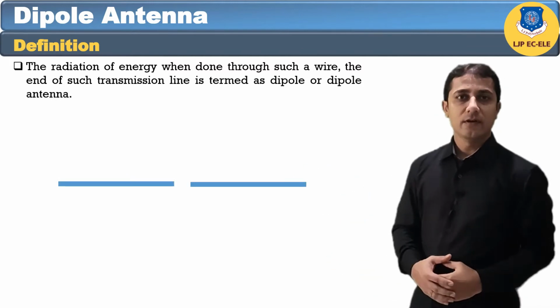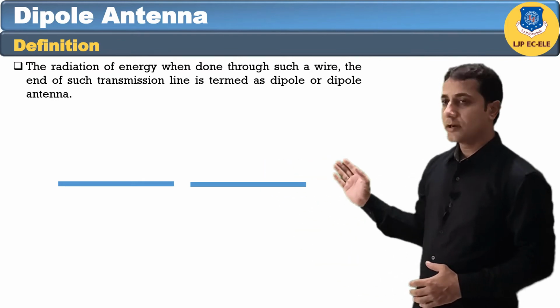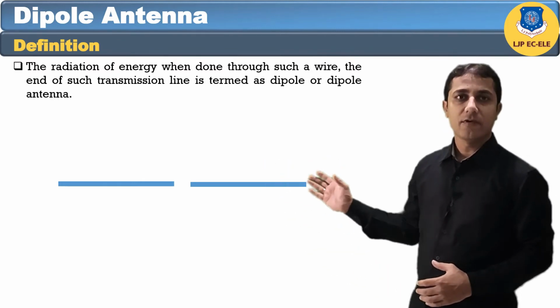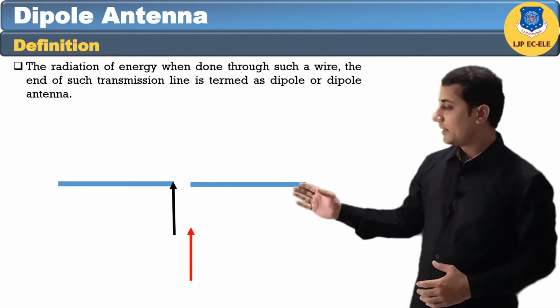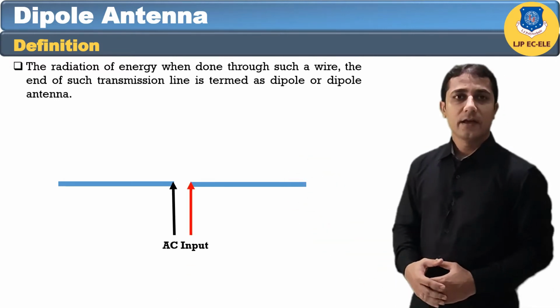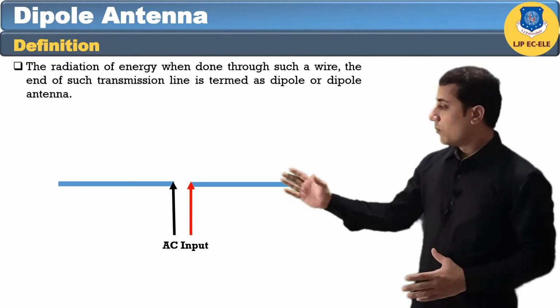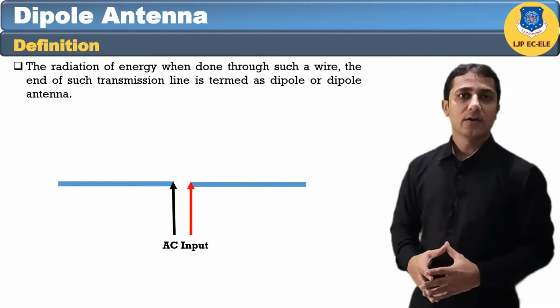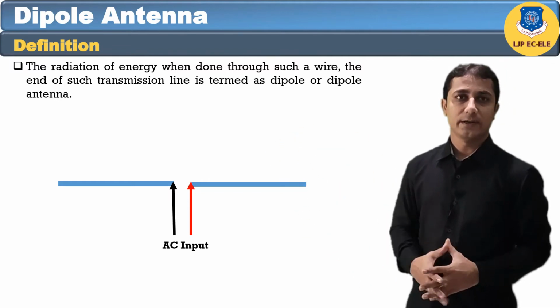Here we have a figure of the dipole antenna. We have taken one conducting wire and divided it at the center. At the center we apply a feed line as the AC input, and both ends of the antenna are open. So we can say that this is the dipole antenna.